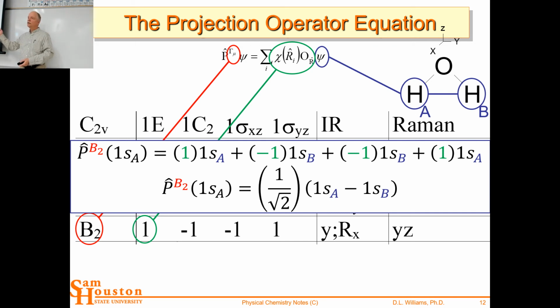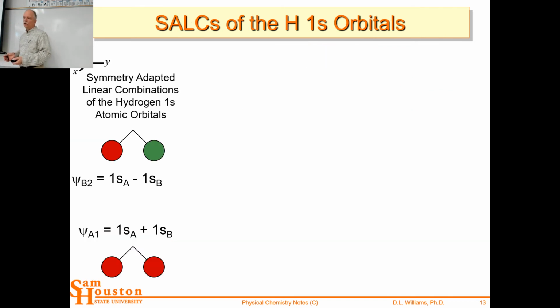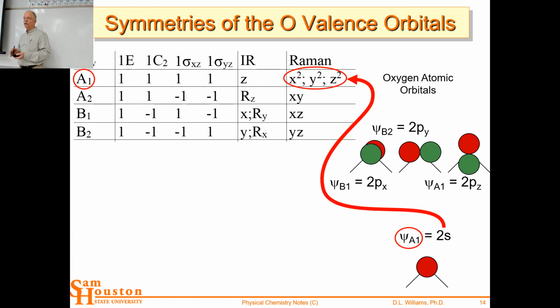And this is exactly how Gaussian produces these orbitals. It knows the point group of the molecule, and it can go through and project the different combinations of the atomic orbitals, and it also knows then the symmetry of the molecular orbital that it's producing. So these are the symmetry-adapted linear combinations of the hydrogen 1s orbitals. We have the 1sa in phase with 1sb and the 1sa out of phase with 1sb.